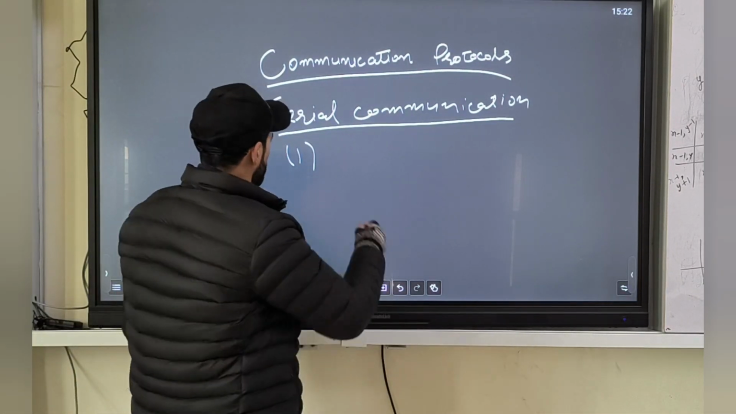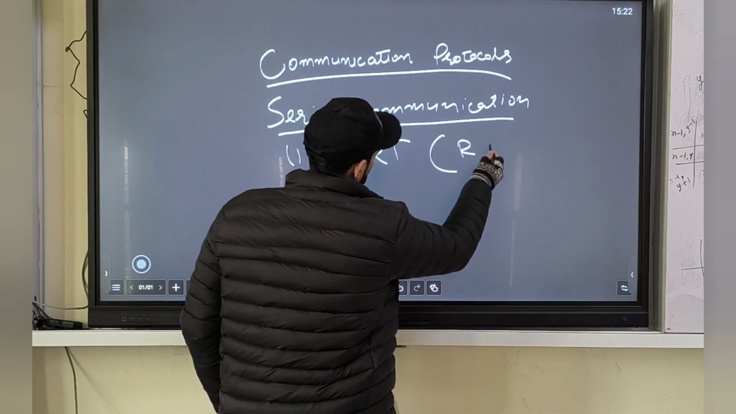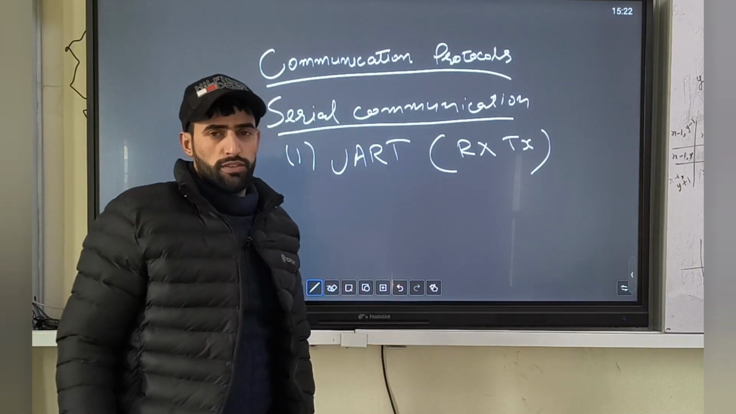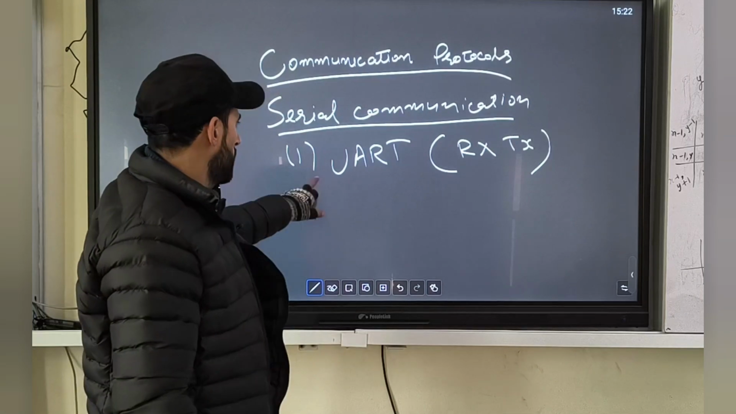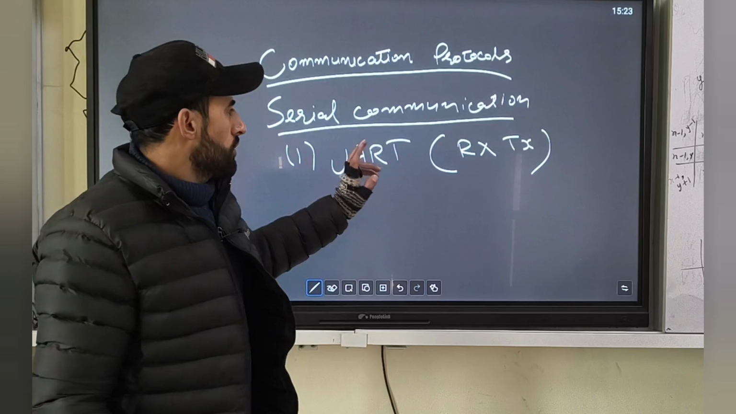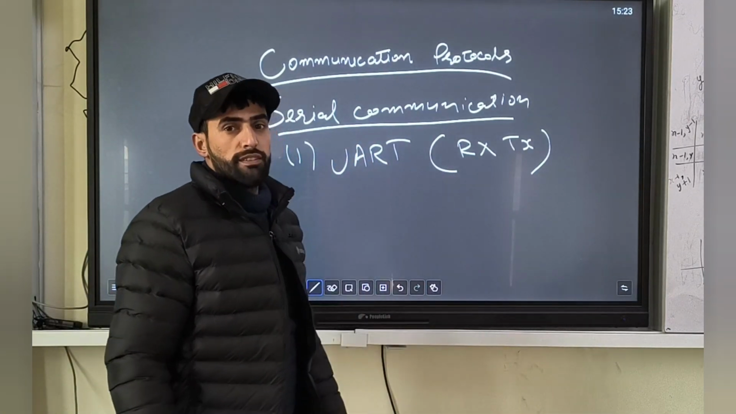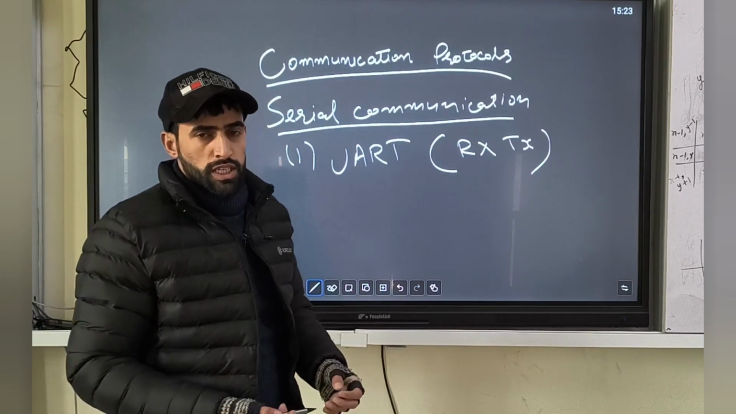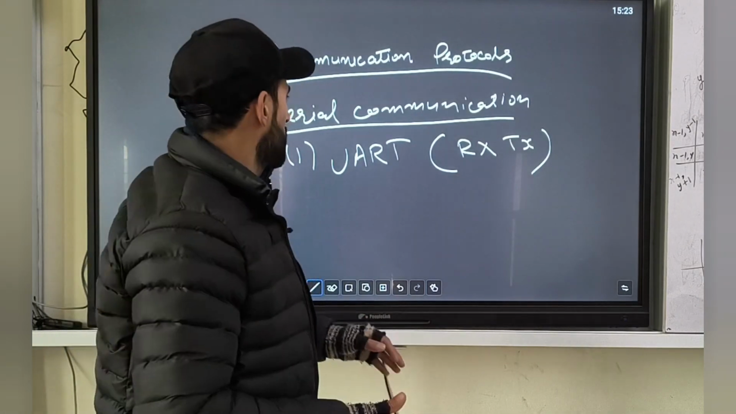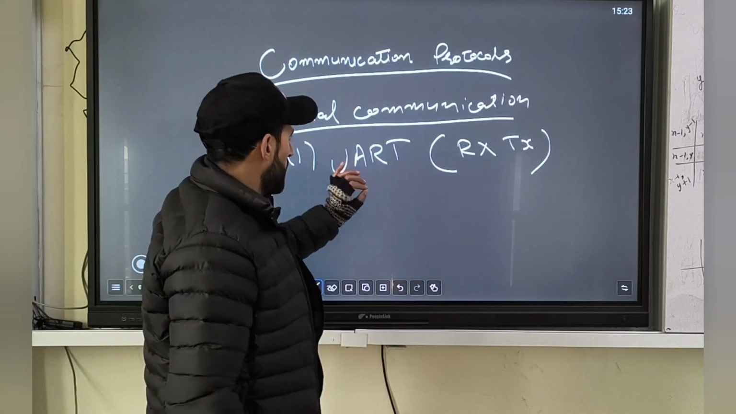The first protocol is UART, with RX and TX. UART stands for Universal Asynchronous Receiver Transmitter. This communication protocol uses RX and TX to communicate with the microcontroller. For example, a GSM module is the best example here. In order to connect to the GSM module, we use RX and TX pins. So here the communication protocol is UART, RX and TX.